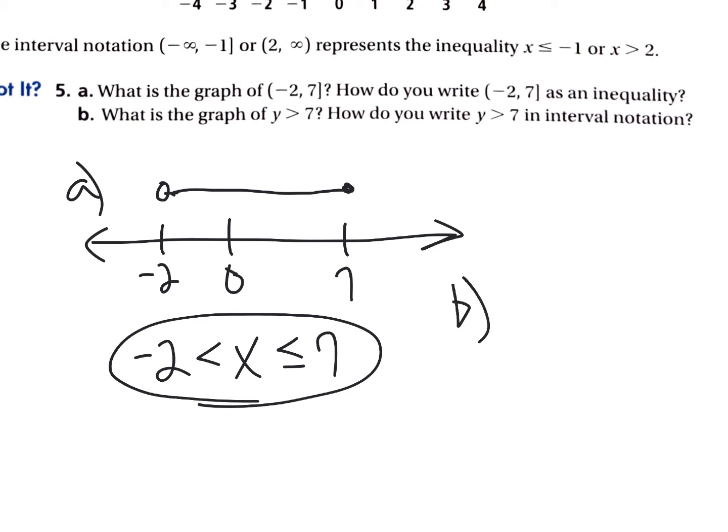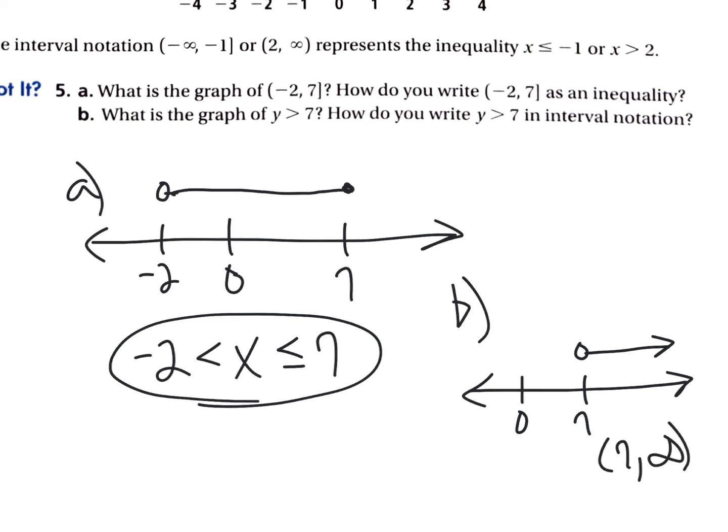Part B is just y is greater than 7. I'm not sure why they're including that here because that's not a compound inequality, but anyway, open circle at 7 going to the right, and that would be parentheses 7, comma, infinity.